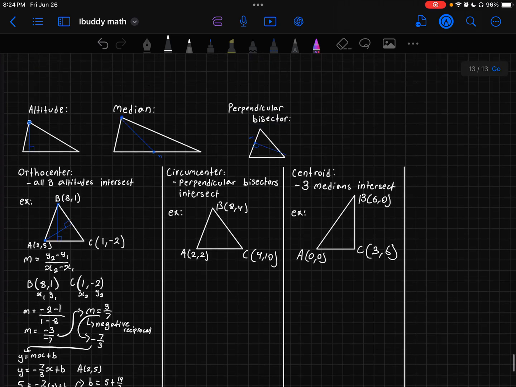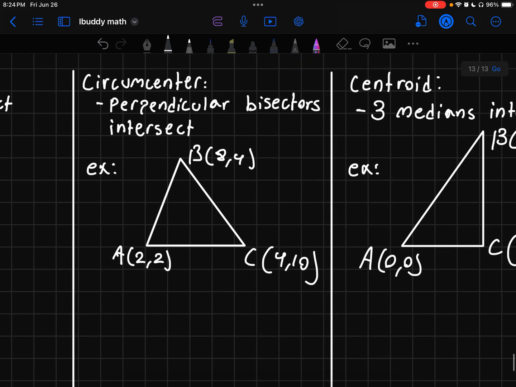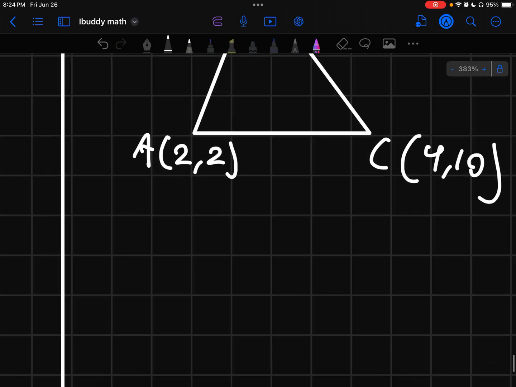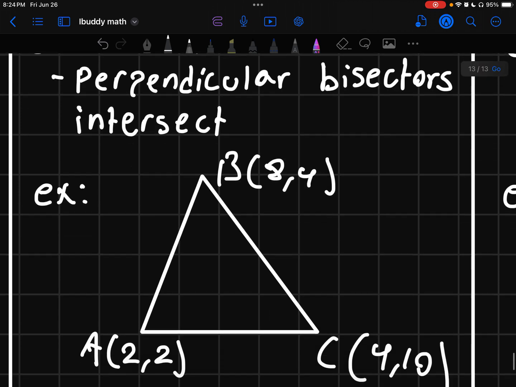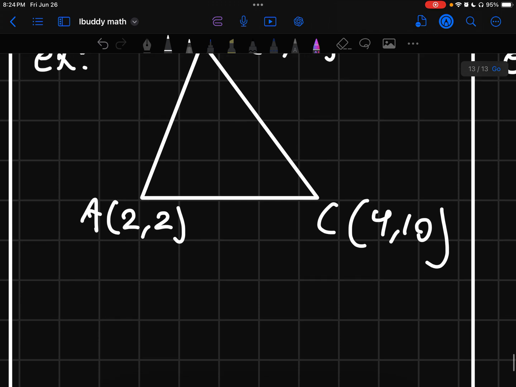Now let's move on to circumcenter. For circumcenter, the circumcenter is basically where the perpendicular bisectors intersect with each other. Now let's go over a sample question to find how they intersect. So first, we have to find the perpendicular bisector of AB.